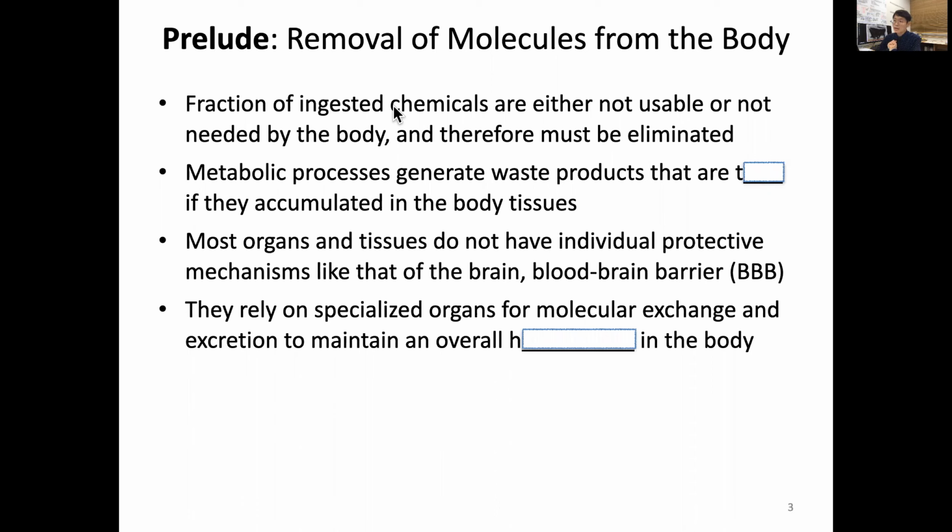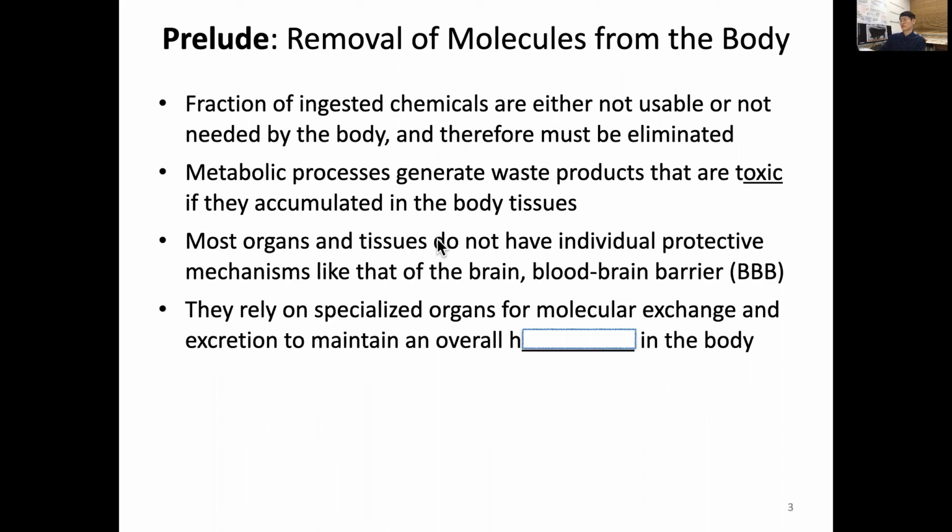So let's think about the removal of molecules from our body. A fraction of ingested chemicals are either not usable or not needed by the body, and they must be eliminated. For example, metabolic processes generate waste products that could be toxic if they accumulate in the body tissues. One example is urea. Urea is a waste after we process protein, and it accumulates in the blood plasma. If it's high, then that can be bad for us.